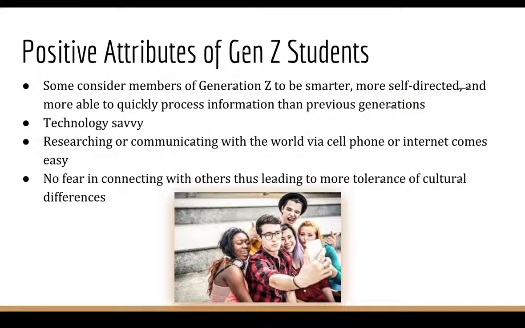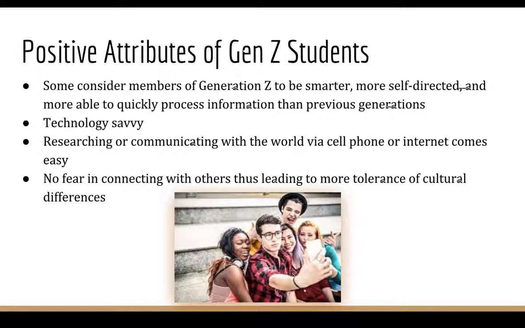And there are positive attributes about Generation Z students. Some consider members of Generation Z to be smarter or more self-directed and more able to quickly process information than previous generations. They're technology savvy, which we've already talked about, and researching or communicating with the world via cell phone or internet comes very easy for them. Everyone is communicating online, so it's very important that they know that.